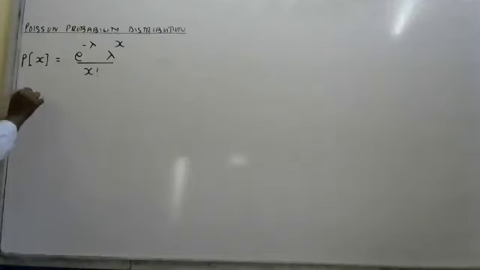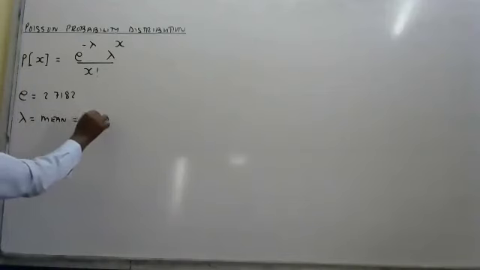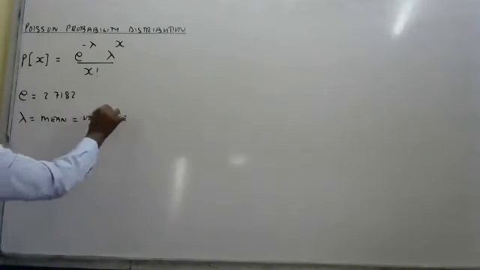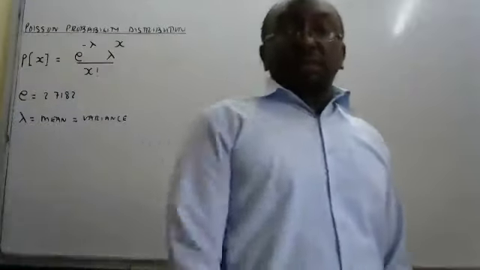Now E is 2.7182, and lambda is the mean, and is also the variance. So that is what we call the Poisson probability distribution.